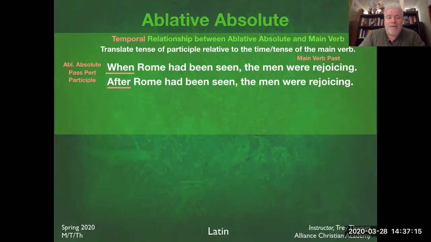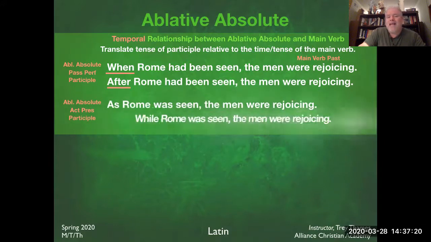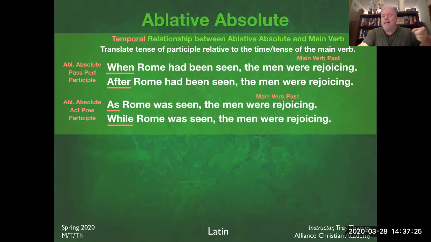Now, what happens if the participle is in the present tense? It still works the same way. But this time you would say, as Rome was seen. In other words, as it was happening, the men were rejoicing. It's happening at the same time. That would be if you had the participle in the present tense. And then you could also use the preposition while: while Rome was seen. So can you see the difference between using when and after versus as or while? That has to do with clarifying time, and that's all going to be based on the tense of the participle in relationship to the tense of the main verb.